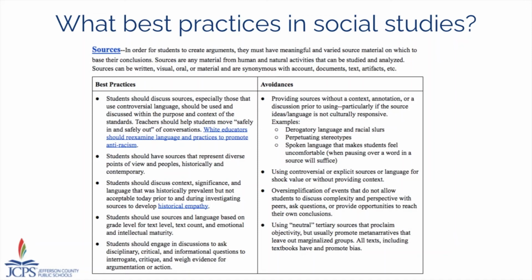With that said, there's going to be emotional reactions, which is why we recommend having a plan of responding to them. On the avoidances here, we have to say that oftentimes teachers still, and there's a reason why this document exists, insist on using certain language and racial slurs, perpetuating stereotypes, or overly simplifying things in a way that doesn't allow students to discuss the complexity. Or they use neutral tertiary sources like textbooks that proclaim objectivity, which are just as biased as anything else that we might have.